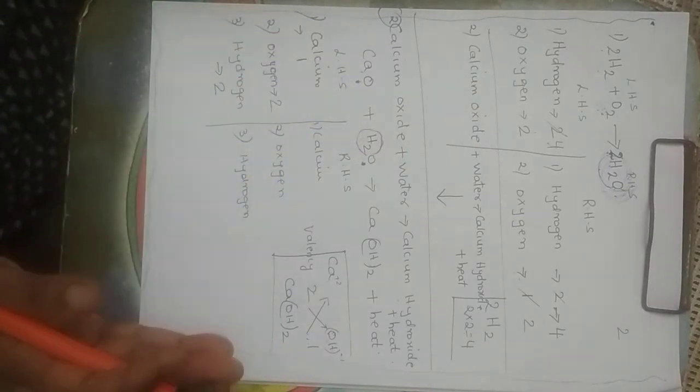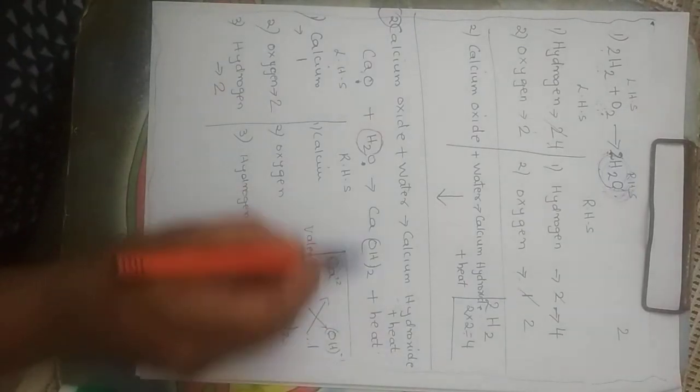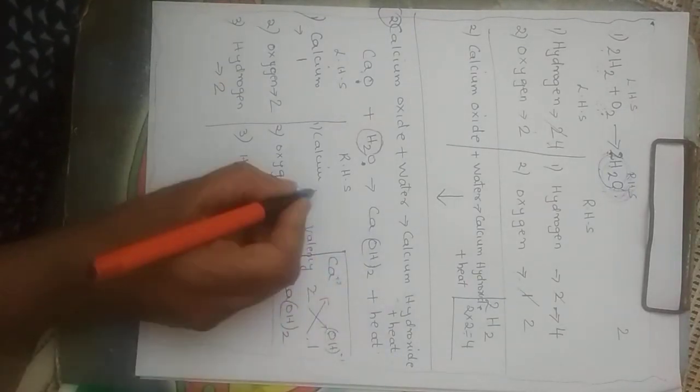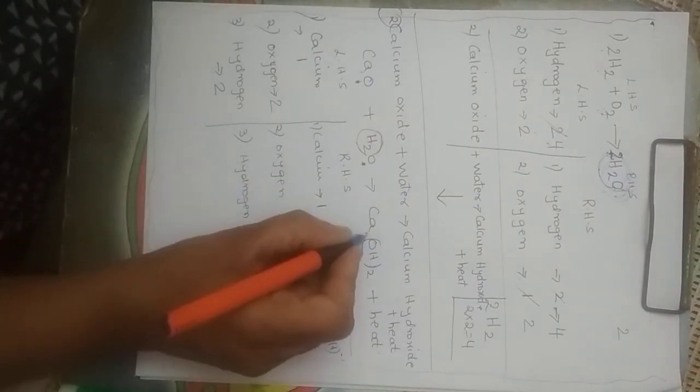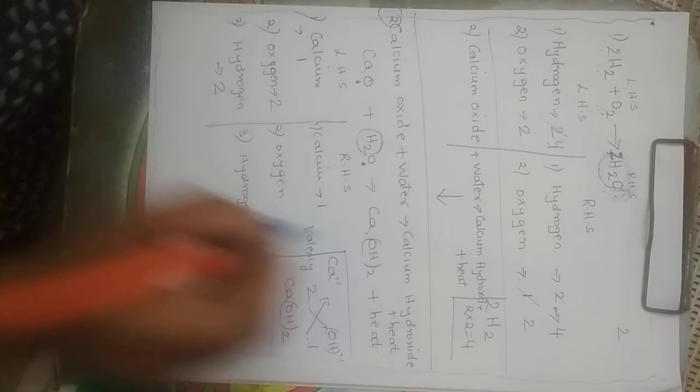No. Now go to the right hand side. Now right hand side, see. Are there more calcium? No. So what do we do? There's only 1. How do we come to know? Like this. See, look at my pen. What I'm doing. There's only 1.